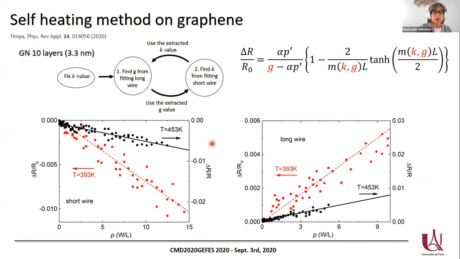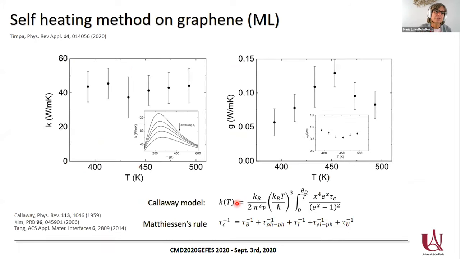This is an example of data analysis at two temperatures in this range for a short wire and a long wire. The points are the relative variation of the resistance, and the continuous lines are the result of the fitting procedure that I showed you. By summarizing all the measurements that we have done for this sample, we find particularly low values of the thermal conductivity in the explored temperature range, of the order of 40 watt per meter Kelvin, and also values of the thermal losses through the substrate between 0.05 and 0.15 watt per meter Kelvin, quite in coherence with our estimation.